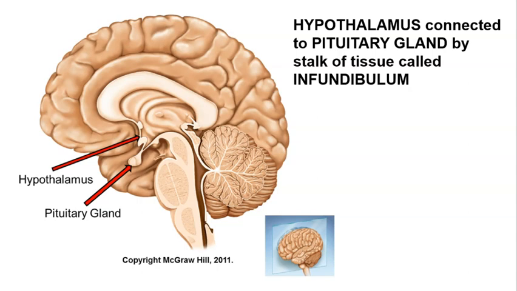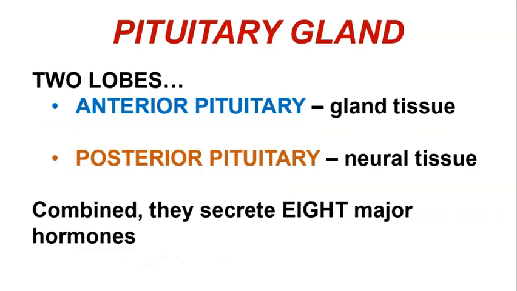a stalk of connecting tissue referred to as the infundibulum. A closer look at the pituitary gland will reveal that it has two lobes, the anterior pituitary and the posterior pituitary. The anterior pituitary is composed of gland tissue, so during development it is derived from the epithelial tissue that lines the mouth. The posterior pituitary, on the other hand, is made of nervous system tissue. So during development, it forms from a downgrowth of the hypothalamus.